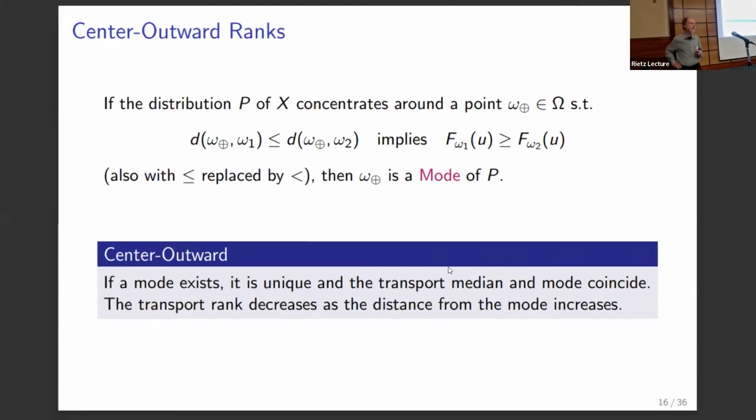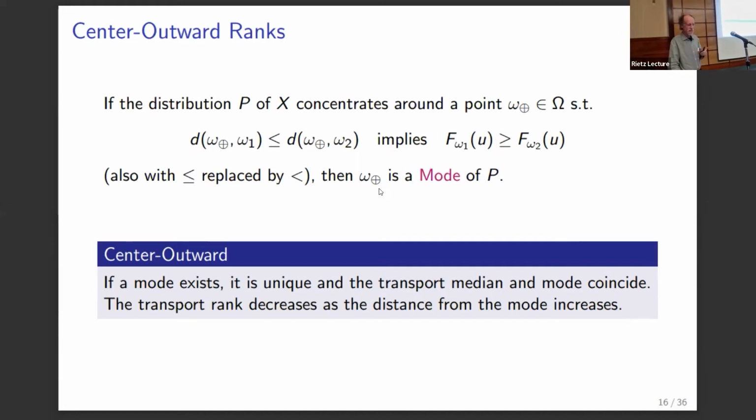Another feature that one likes with depth is the center-outward ranks. That is possible to get if you have a point omega plus around which your distribution concentrates. Omega plus is a putative center of your distribution. If omega 1 is closer and omega 2 is further away from omega plus, then your depth profile for omega 1 is larger. That means the CDF is larger, and the point omega 1 is more central.